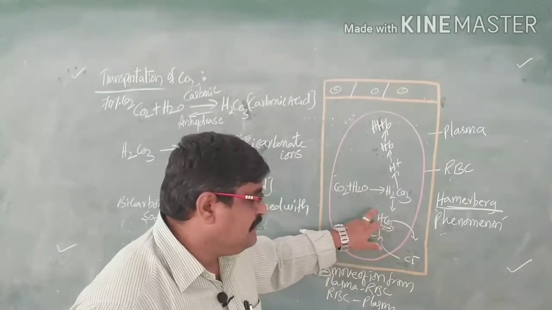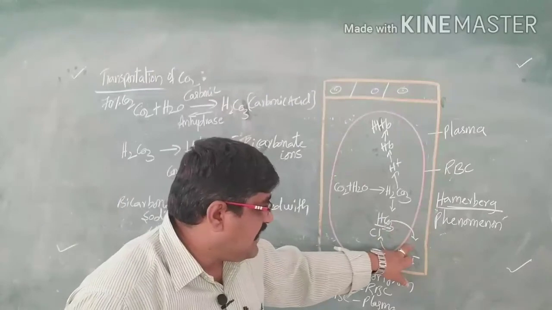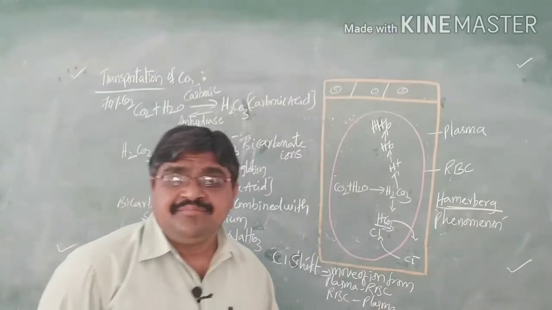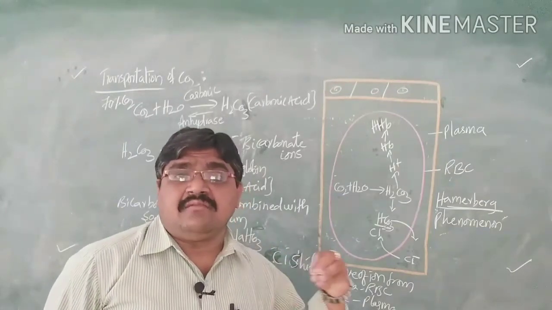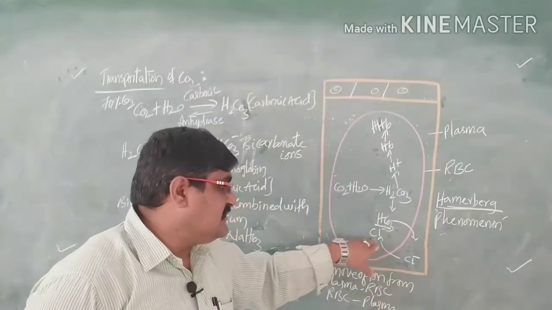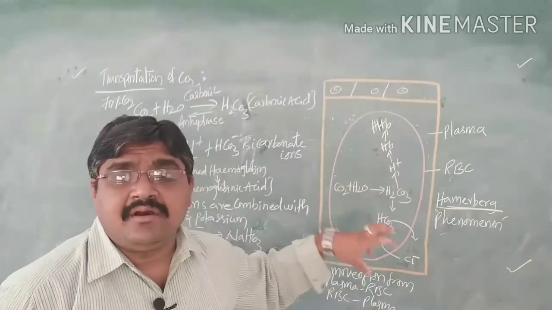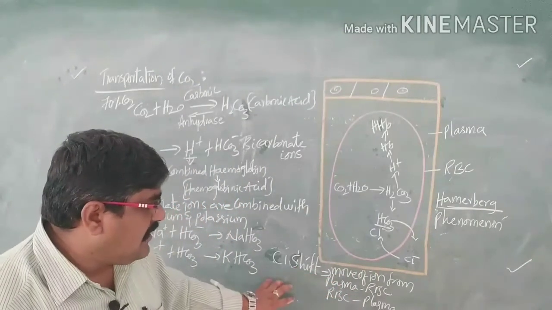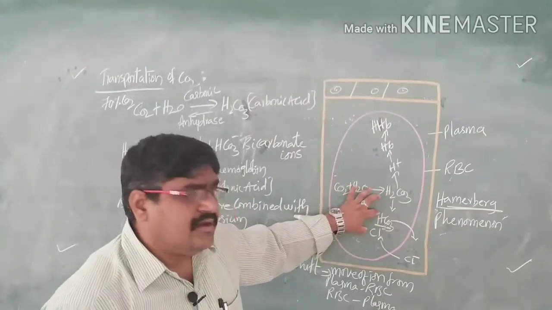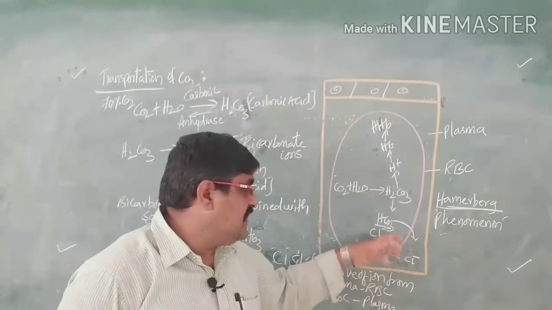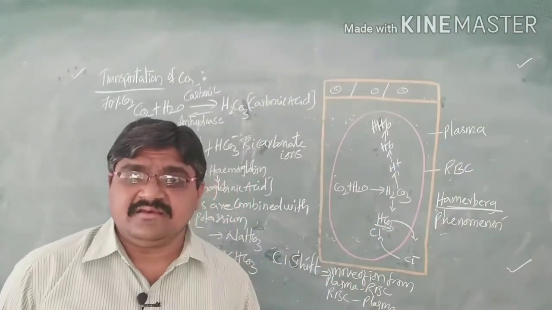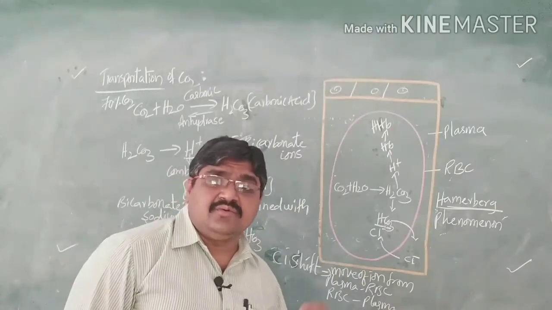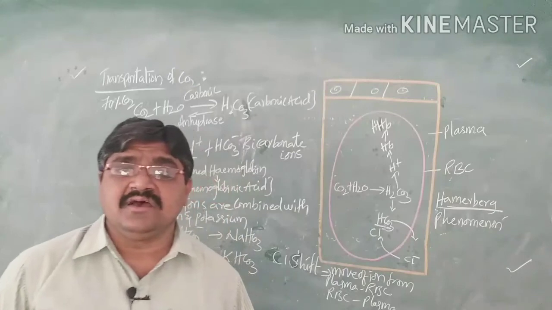Likewise, bicarbonate ions move from RBC to the plasma, and again from plasma to the RBC, so that the chloride ions are neutralized. The chloride ions move from plasma to the RBC and from RBC to the plasma. This shift is called the chloride shift, or the Hamburger phenomenon. It takes place with the help of a protein called the bicarbonate chloride protein, with movement from plasma to the RBC and from RBC to the plasma. So we call that a chloride shift.